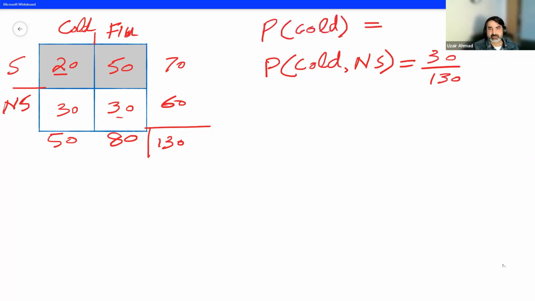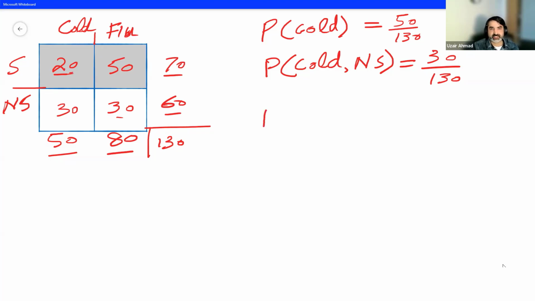a random person selected, does the person have cold or not? We will look at this number, 50 by 130. We refer to the probabilities on the margins as marginal probabilities. Probabilities in the cells are joint probabilities. Now they are related in an interesting way.